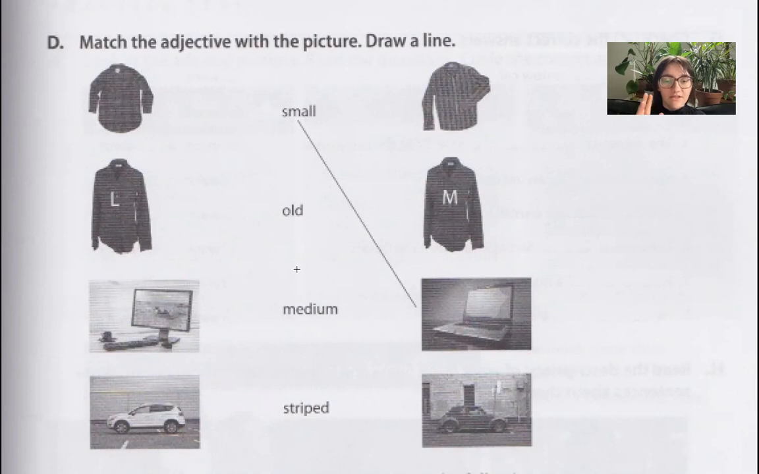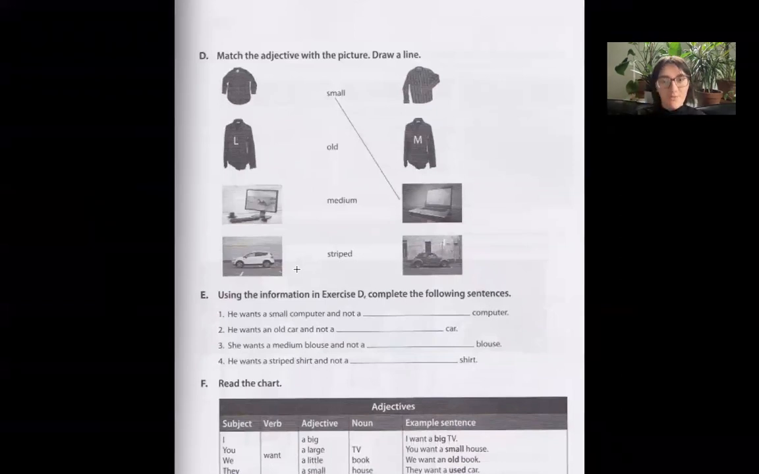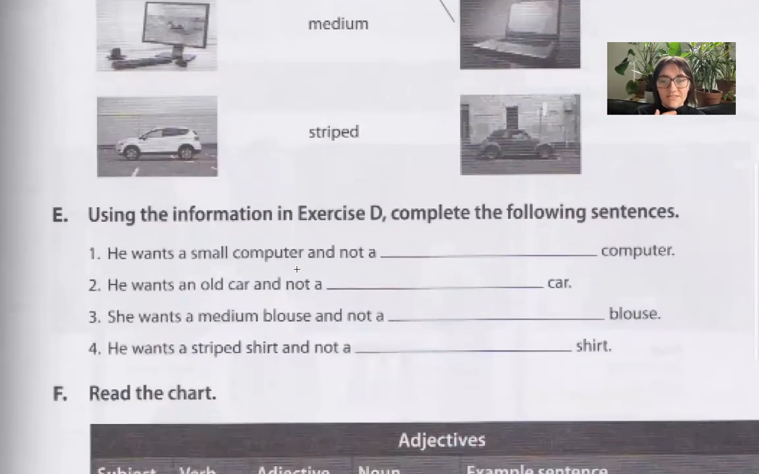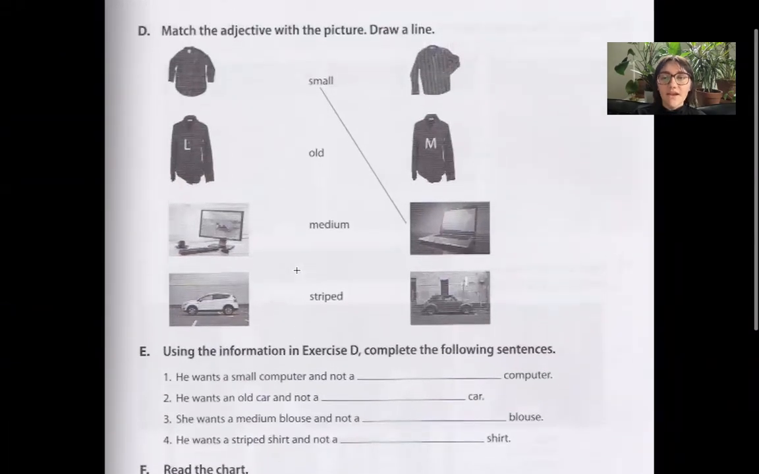Yeah, we did that right. Okay. So it was draw a line to match with the pictures. So we matched the pictures. Okay, and the next one, it says use the information in exercise D, complete the following sentences. So we kind of have to see both at the same time. So it says he wants a small computer and not a blank computer. So he wants a small computer, not a large computer, right?